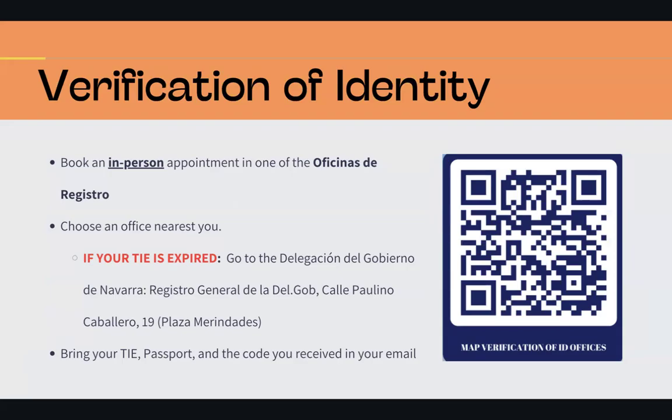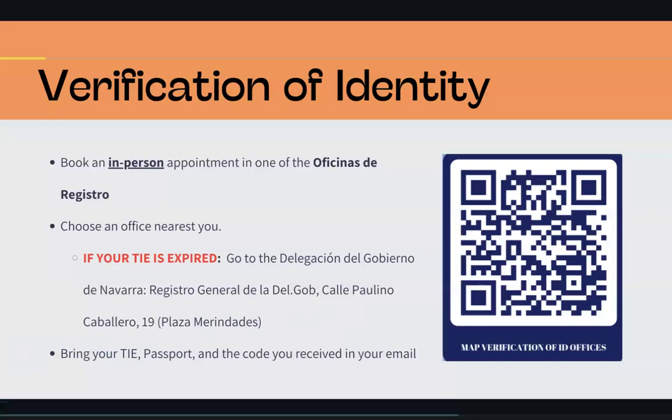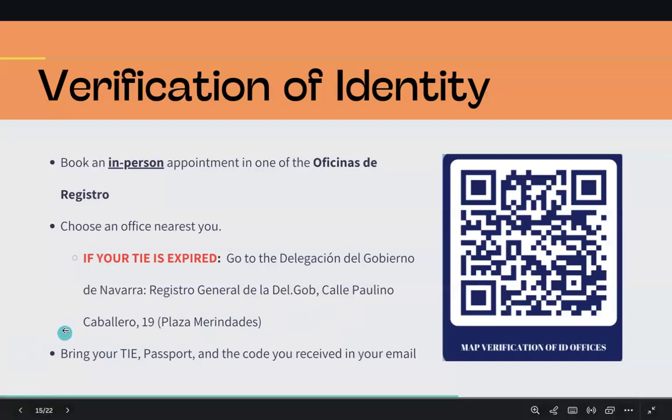If your TIE is expired, you must go to a specific office right over here, at this address in Calle Paulino Caballero, which is in the roundabout in the center. So that's the office in particular if your TIE is already expired. Now in this appointment you have to bring your TIE, your passport, and the code that you received in your email.